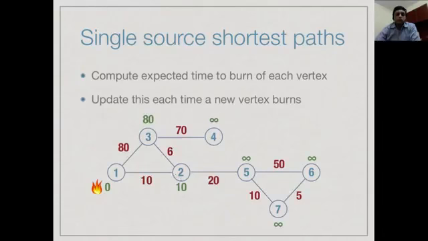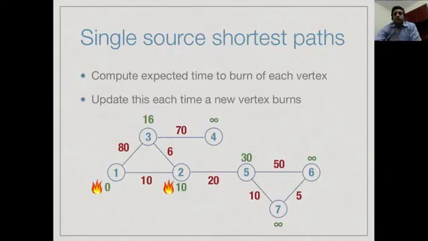Now among these two, we find that 10 is smaller than 80, so there can be no shorter path to 2. So we say that 2 is burnt, and we update its neighbors again. So we say that vertex 2 burns at time 10. Now because it burns at time 10, we can update the cost to 3 as the minimum of 10 plus 6, 16, or 80, which is 16. And now we can reset 5 from infinity down to 10 plus 20, which is 30.